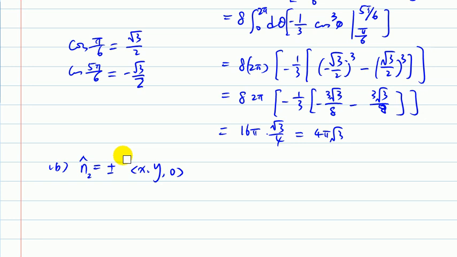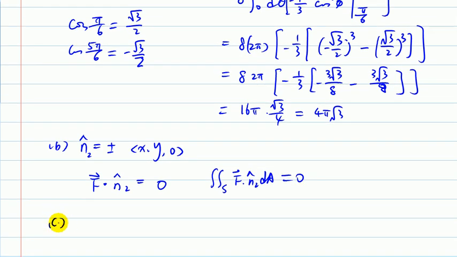Now what you're going to find out here is, for this unit vector and based on the vector field given here, the dot product between these two is going to be 0. If this dot product is 0, then the surface integral across this whole cylindrical surface is going to be 0. So that's why part B is very simple to show the 0 flux there. Okay.